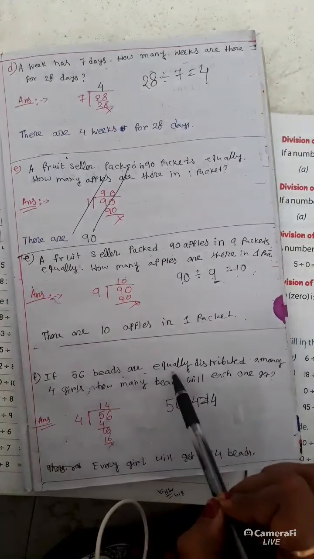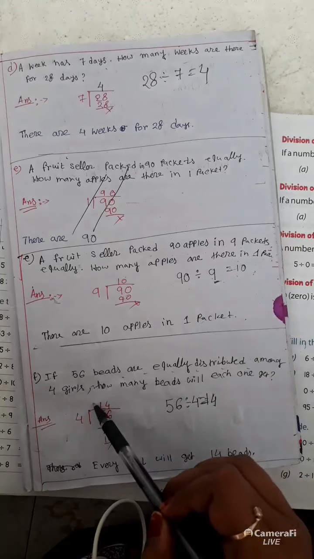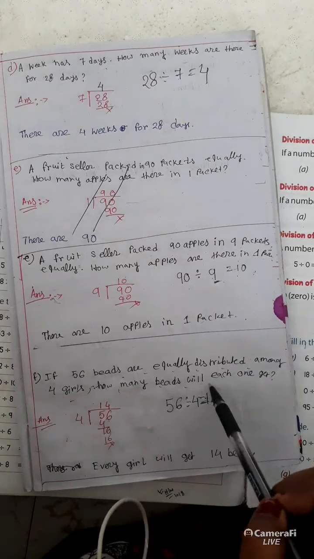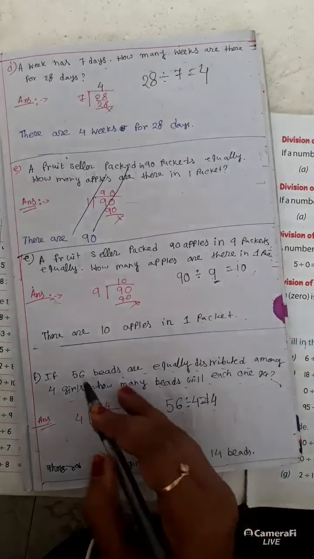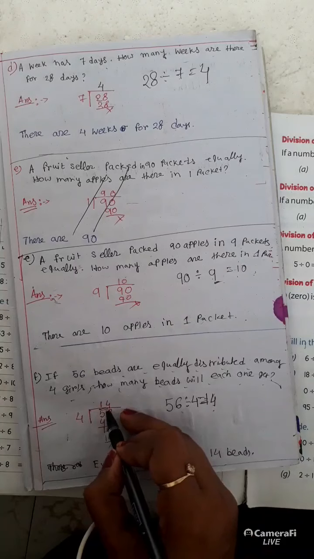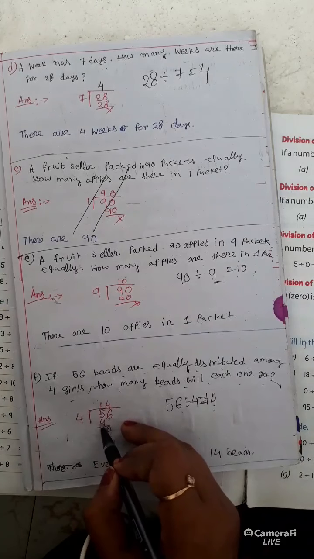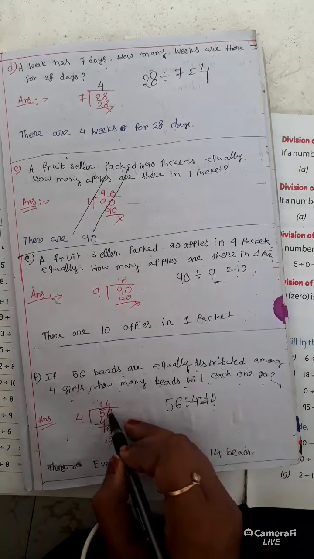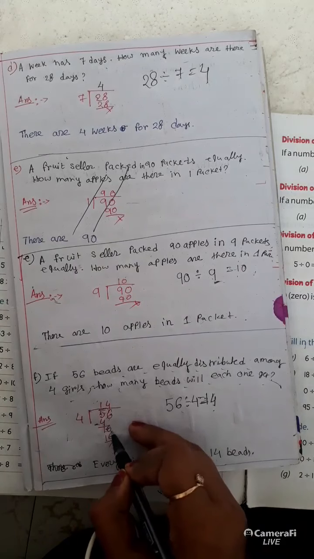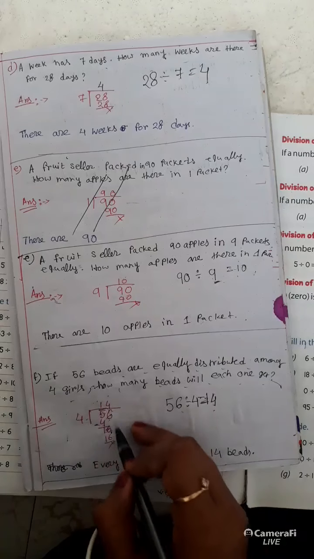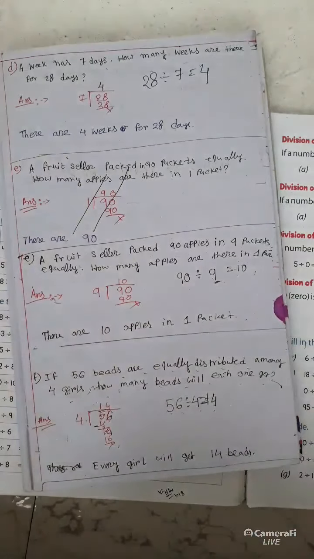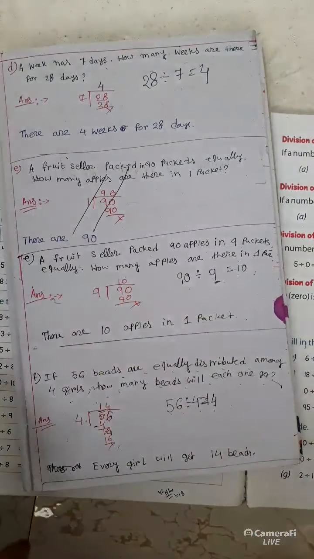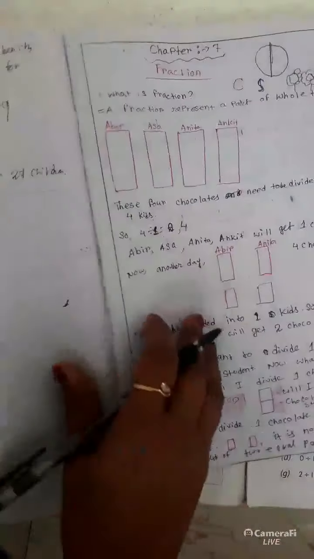If 56 beds are equally distributed among 4 girls, how many beds will each one get? 56 divided by 4. So here the simple thing is that 4 ones are 4. So 5 minus 4 is 1, and I will take 6 from here. So 4 fours are 16. So 56 divided by 4 is 14. Each girl will get 14 beds.